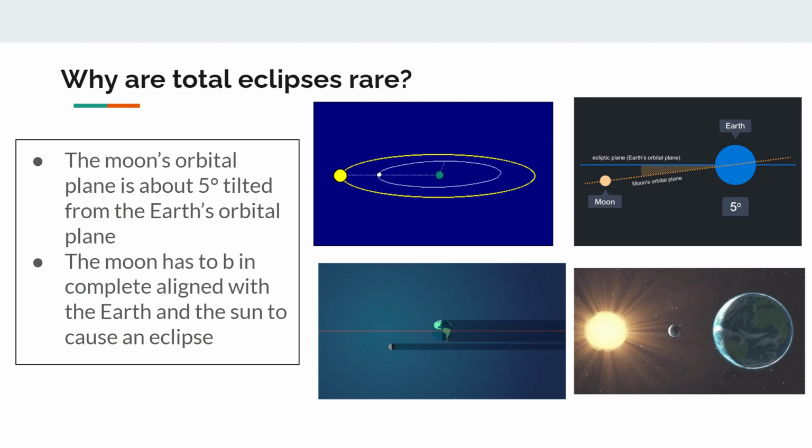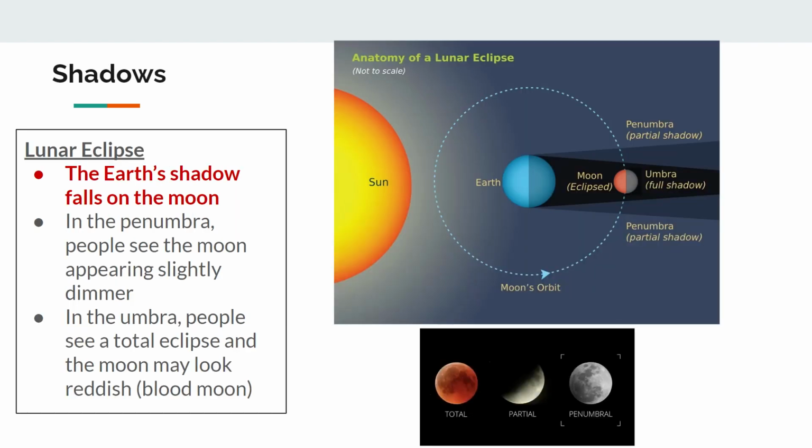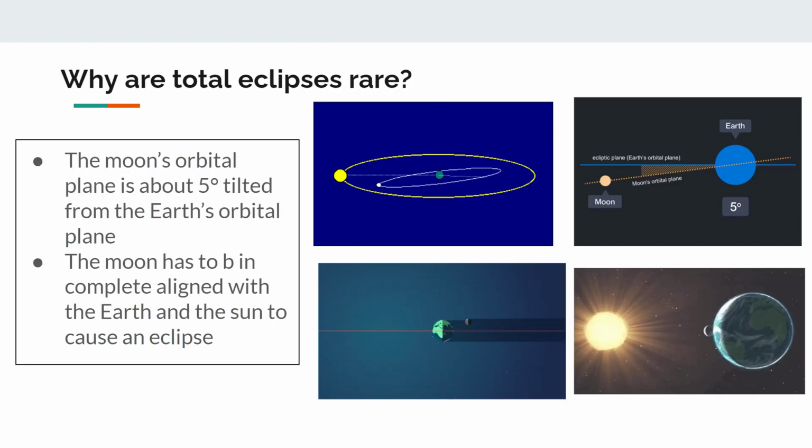Now, why is this rare? I said this is rare, right? Total solar eclipses don't happen often, and total lunar eclipses don't happen often, although partial solar and lunar eclipses are pretty common. So, why are total eclipses very rare? Well, the moon's orbit is not the same as the Earth's orbit. We know that the Earth revolves around the sun, right? But the moon revolves around the Earth.